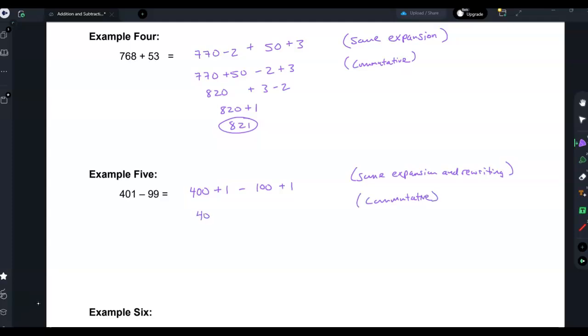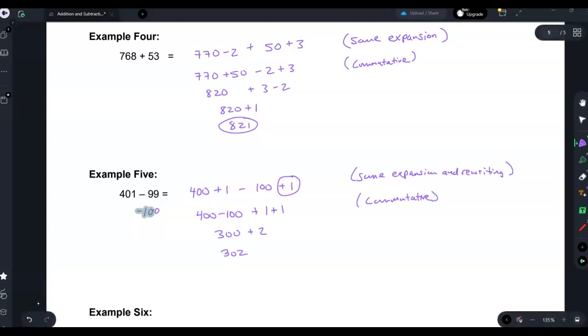So we could say 400 minus 100 is easier to do, and then add my ones together. So this ends up being 300 plus 2, which is 302. So again, to explain why is it that I'm adding this 1, right? Why is it that I'm adding 1 there instead of subtracting 1? Because if we're subtracting 100 instead of 99, that means we're subtracting more than we should have, right? So if we're subtracting more than we should have, we need to add it back in.